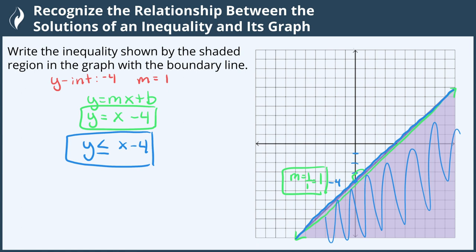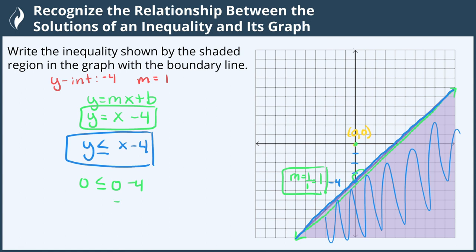We can also test this by using a test point. My preference is to always use the point 0, 0 because it makes all of the calculations really fast. So we'll substitute 0 in for y and 0 in for x and solve. Now we'll notice that this point we picked, 0, 0, is not in the shaded region. So we do not want it to make the inequality true, or it would be part of the solution. So let's go ahead and solve this.